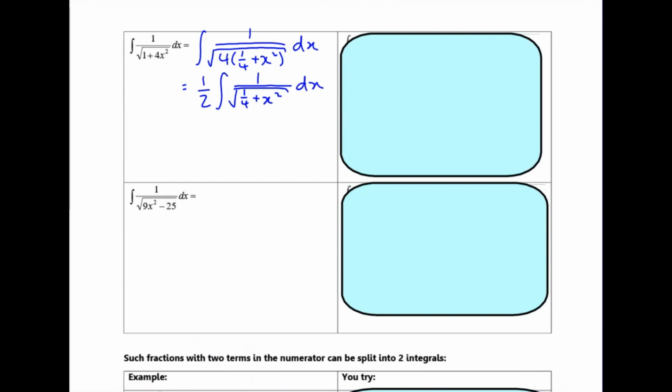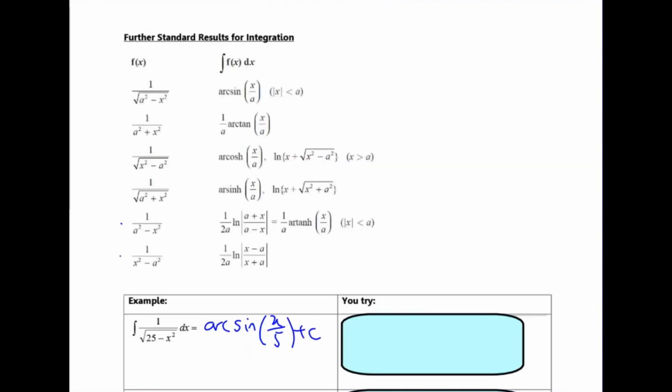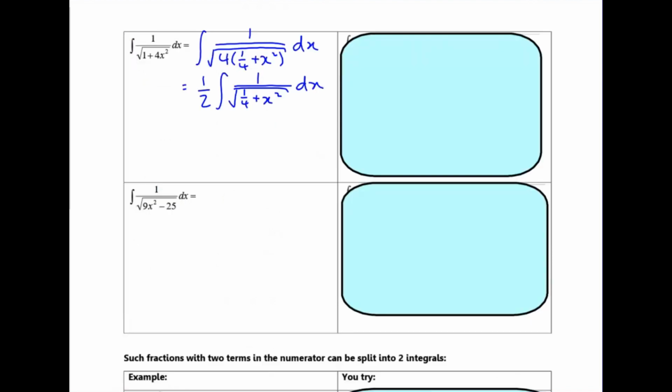Now that it's just x squared, I can have a look at my standard results, choosing the one with a positive x squared and a square root on the bottom, which is the arcsinh result. Notice there's 2 options for this, so you can use arcsinh or you can use the ln option. We'll just use arcsinh. Our a value this time, so a squared is a quarter, so a is a half, so this is arcsinh x over a half. X over a half obviously is 2x.